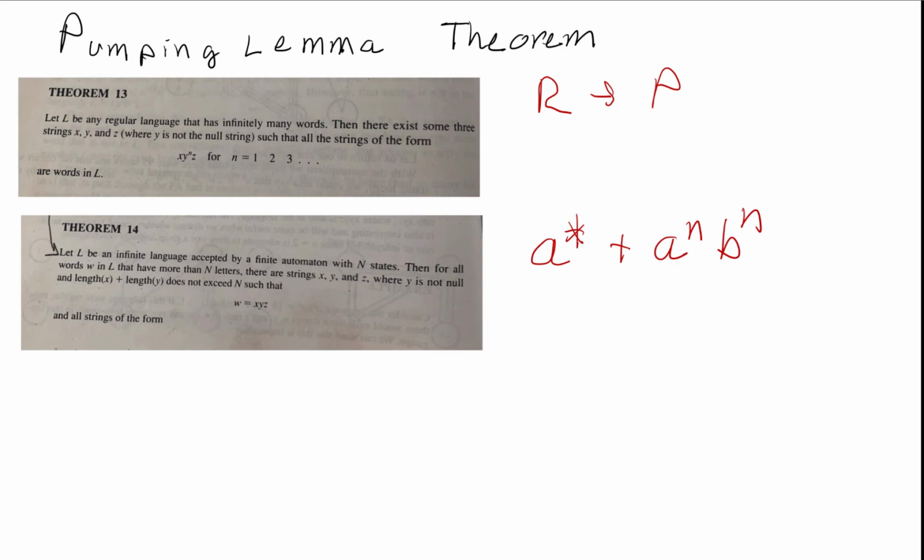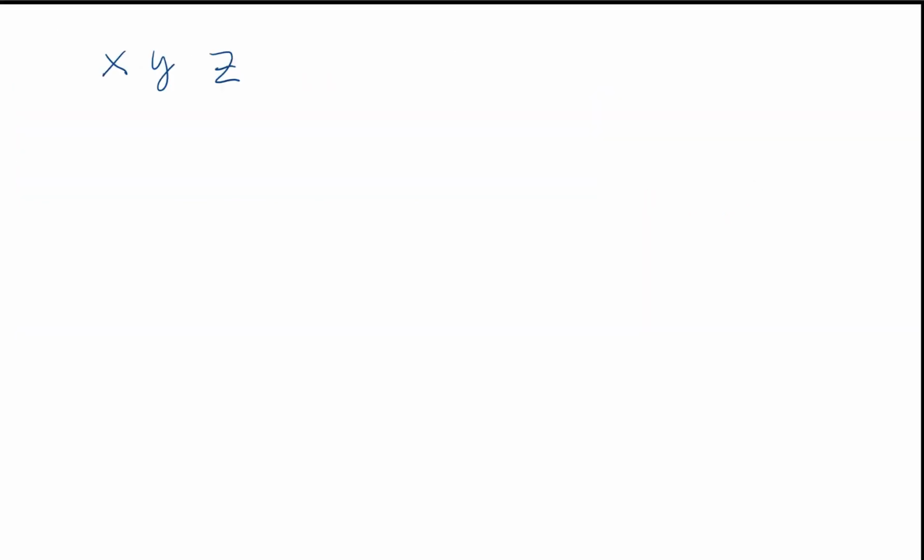So now that we understand this pumping lemma theorem, let's use it to prove that a to the n, b to the n is not regular. The one thing I didn't really cover about the pumping lemma theorem is what these x, y, and z are, and what that means. It basically means that we could take a word, and let's use a word from A star.